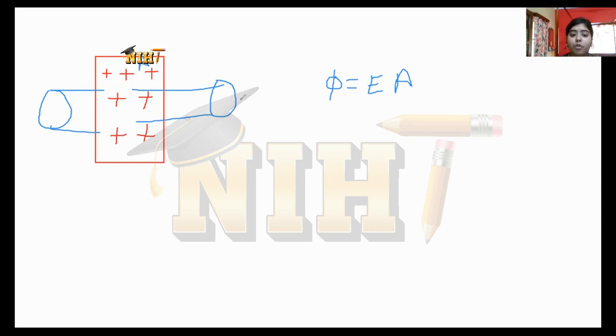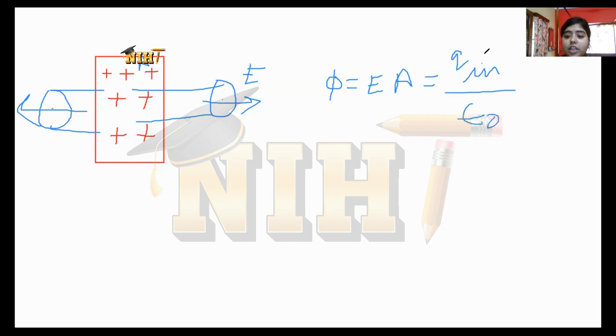Suppose you put a unit positive charge here, it will feel a Coulomb's repulsive force in this direction. And if you put a positive charge here, it will feel an electrostatic force of repulsion in this direction. So that is E arrow. So phi is basically E into area, and according to Gauss law, that is equal to Q enclosed divided by epsilon naught.